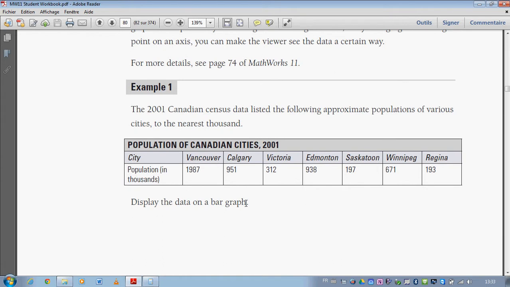Again, just a reminder that you do need a good title for graphs. So population of Canadian cities in 2001, that would be an appropriate title for your bar graph. And again, a reminder that on your x-axis you put the independent value, and on your y-axis you put the dependent value. Okay, and this is for a vertical bar graph. We're going to see that this changes for a horizontal bar graph.